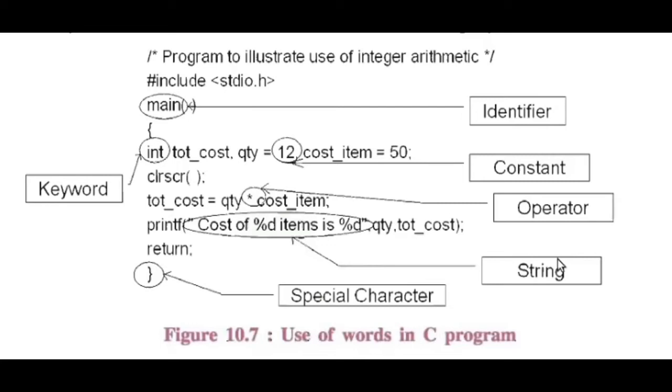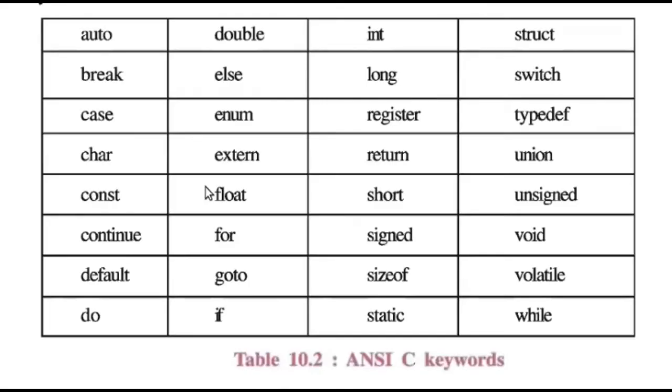Then this curly bracket is a special character. So how all these things are incorporated in your program, you can see. These are keywords. Okay, so keywords I have already defined: there are 32 keywords. These are the 32 keywords.